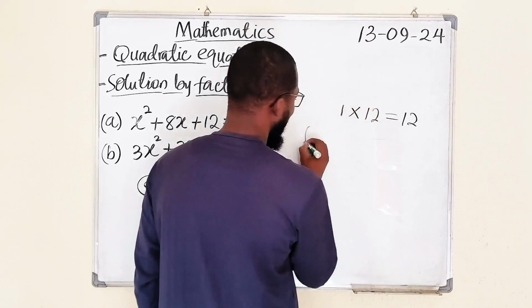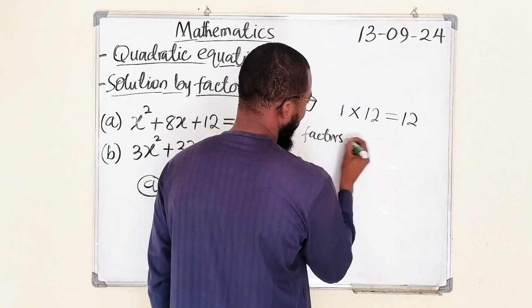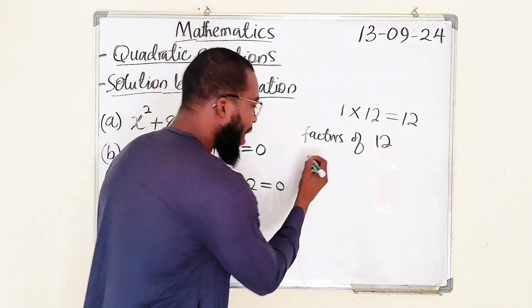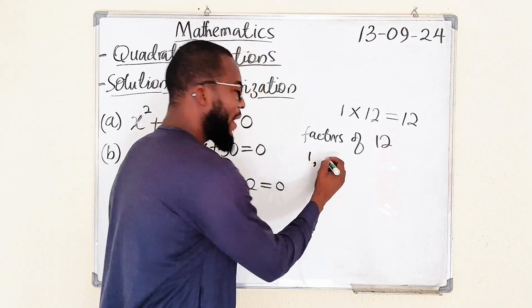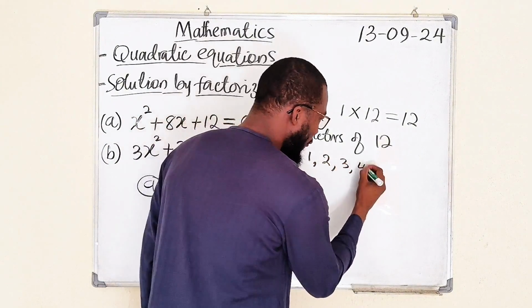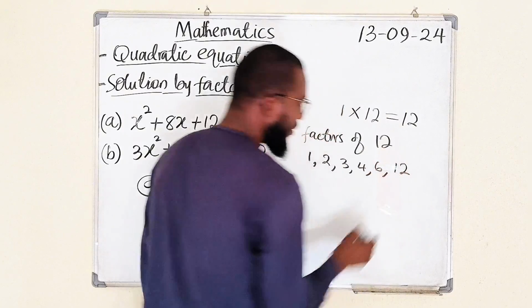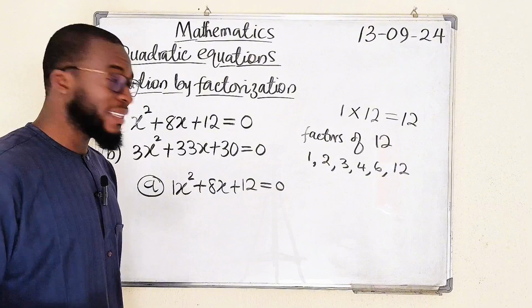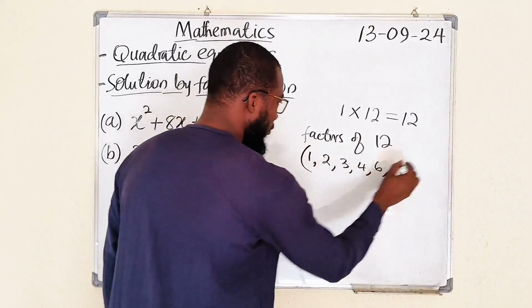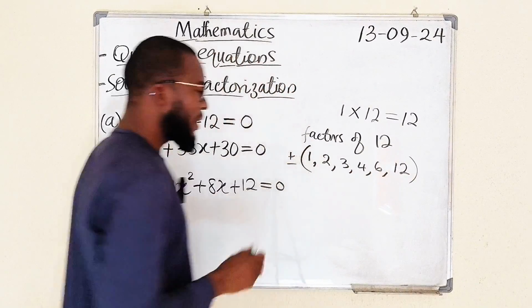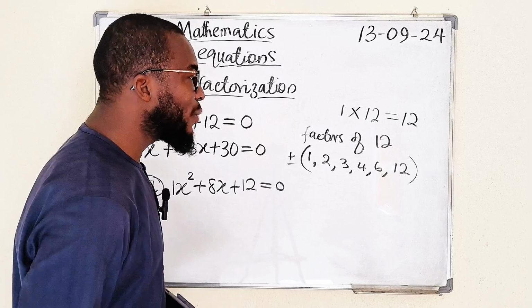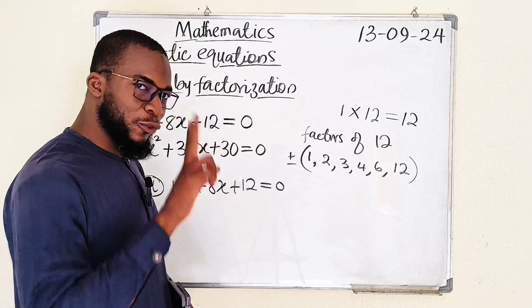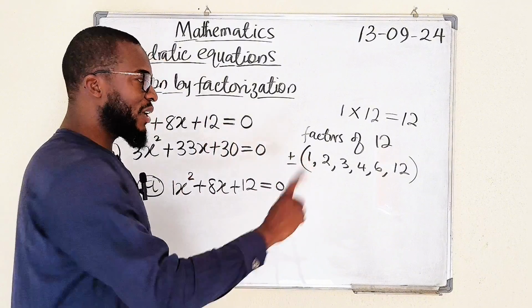Factors of 12, let me write them here. Numbers that can go into 12 without remainder, we have 1, we have 2, we have 3, we have 4, we have 6, we have 12. All of these numbers can go into 12 without remainder, and they have negative counterparts. So I can do this and say plus or minus. Either it is plus or minus, all of them will go into 12 without remainder. But we need a pair. Two of them you can multiply together to get 12.